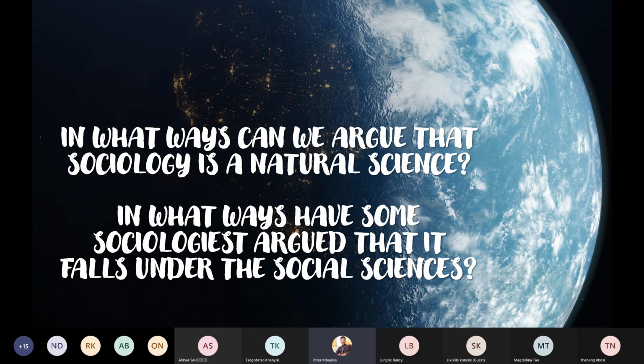Do we have a counter argument? Anyone? So it says it can be called the natural science because it studies the behavior of people. No, so it falls under social sciences. Social science. Oh, okay, still surprised. Yes, it falls under social science because of that.